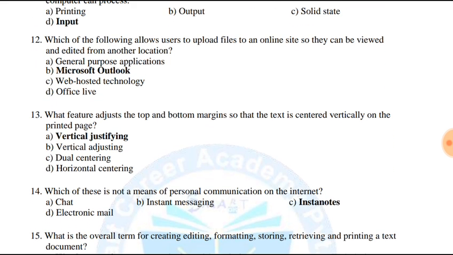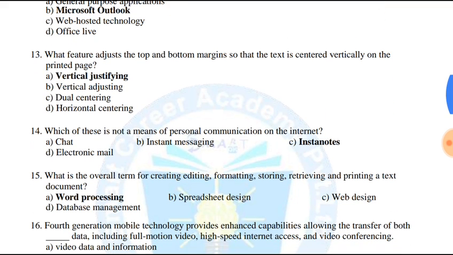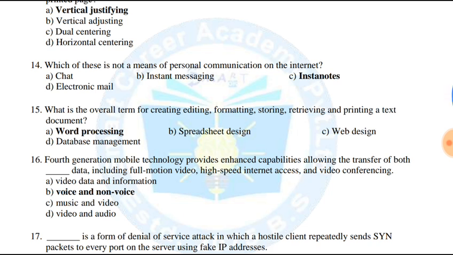Which of these is not a means of personal communication on the internet? Insta Notes is not a means of personal communication on the internet. What is the overall term for creating, editing, formatting, storing, retrieving, and printing a text document? Word processing. Fourth generation mobile technology provides enhanced capabilities, allowing the transfer of both voice and non voice data, including full motion video, high speed internet access, and video conferencing.